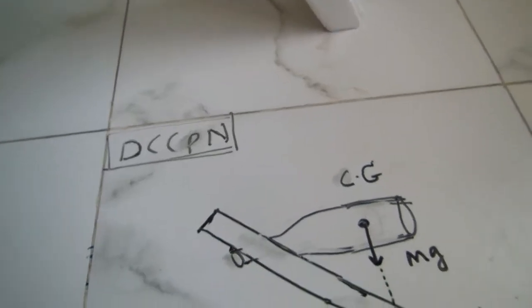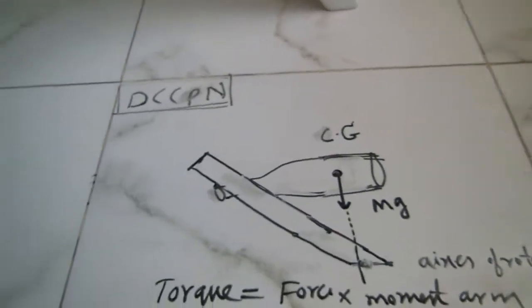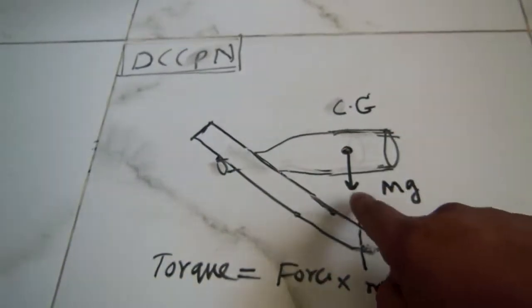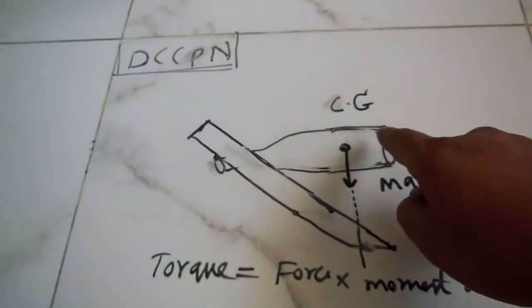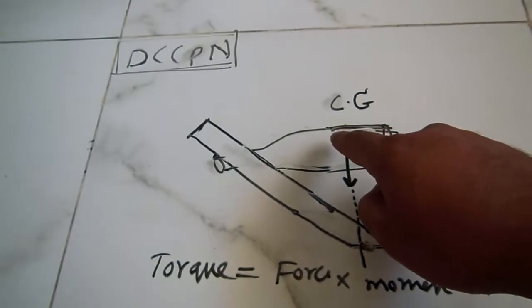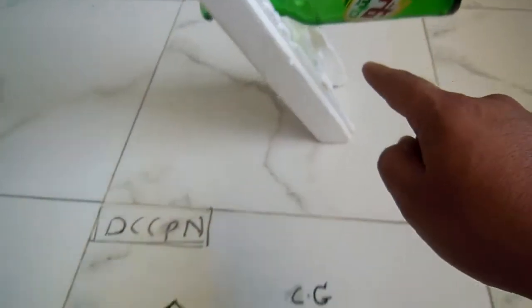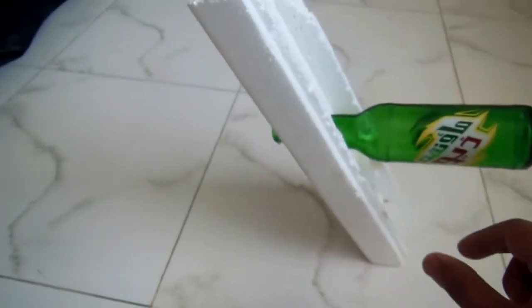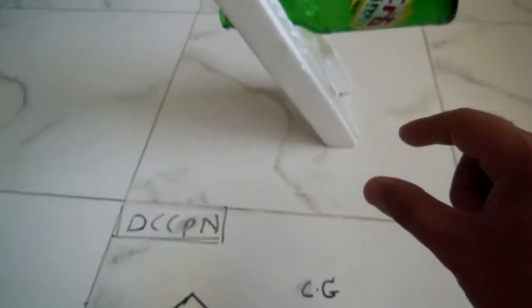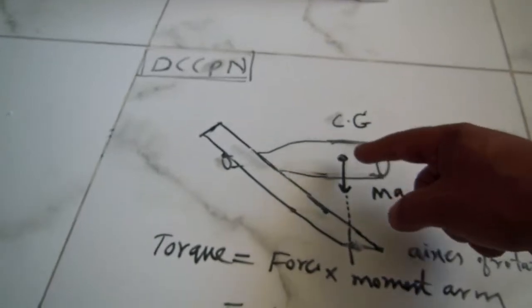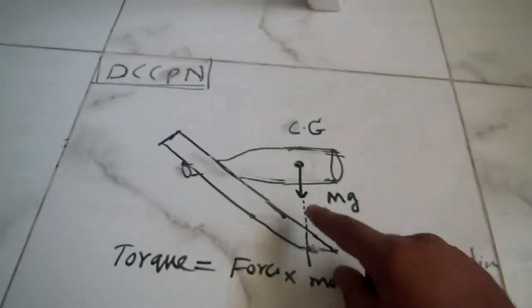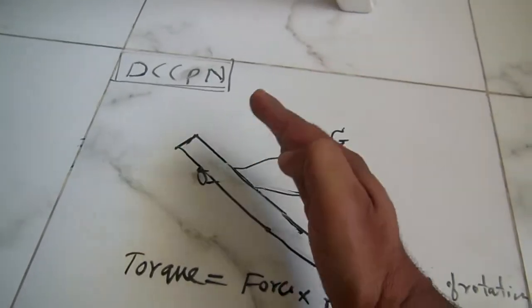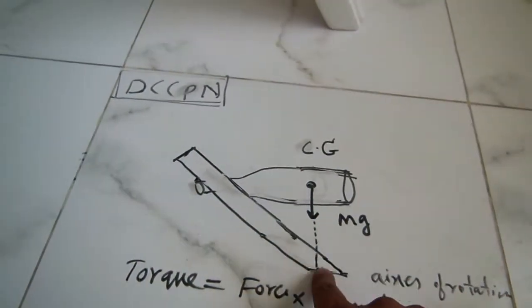Our channel is DCCPN. Here is the schematic diagram of the experiment. This one is the styrofoam and the other one is the bottle. As the bottle has a center of gravity, here is the center of gravity, the weight acting vertically downwards. We have to adjust the system and the bottle in such a way that the line of action of the weight passes through the axis of rotation, because this styrofoam can move downwards and upward. This one, this direction. Here this one is the axis of rotation.